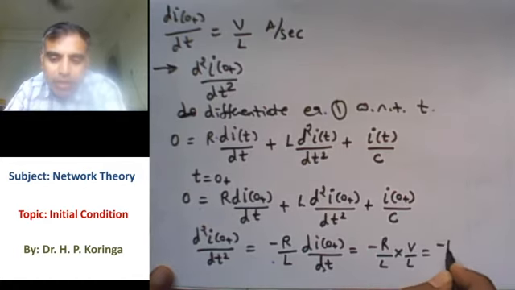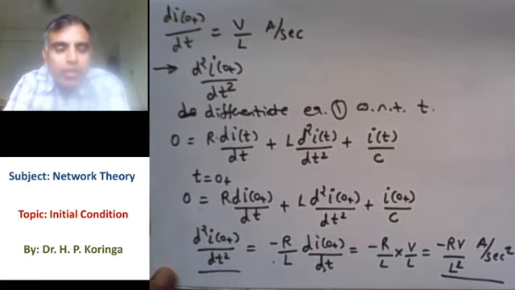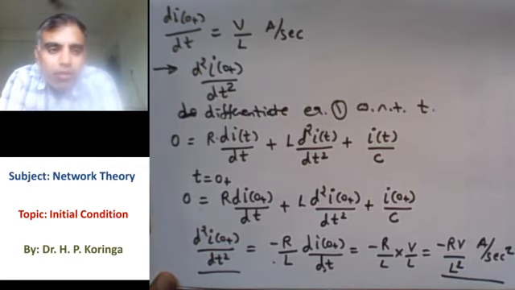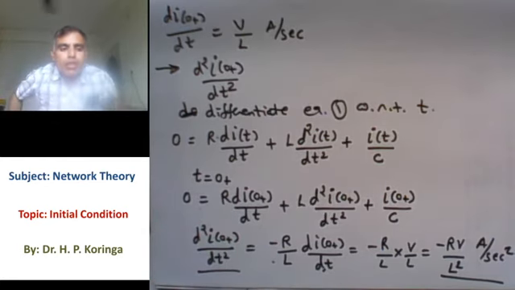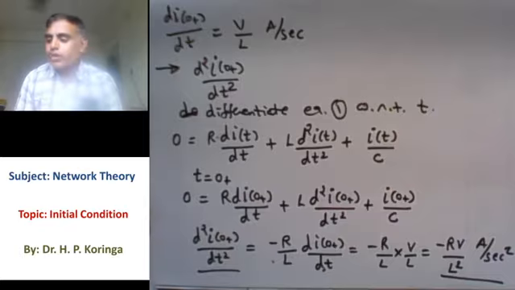So it is minus r v upon L squared, the unit is ampere per second squared. So the value of d²i(0+)/dt² is equal to minus rv divided by L squared ampere per second squared. This way we have to find the initial condition for any network, right?